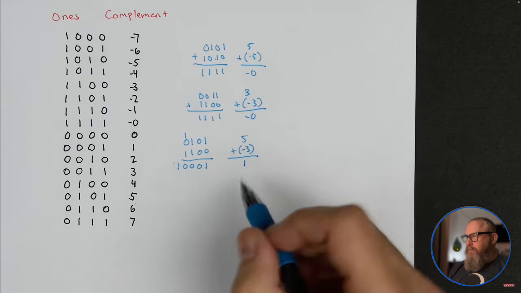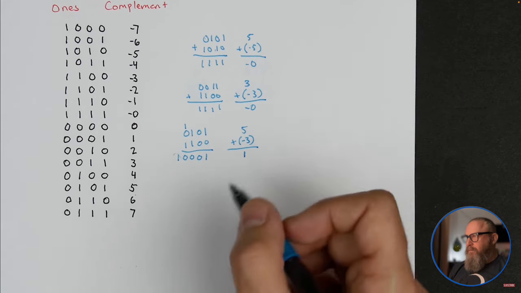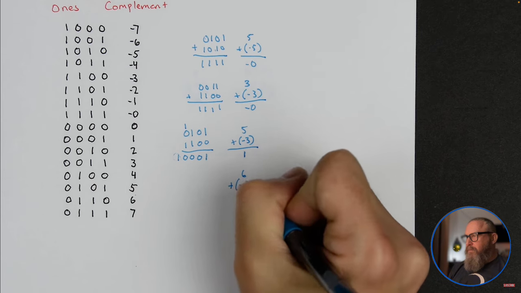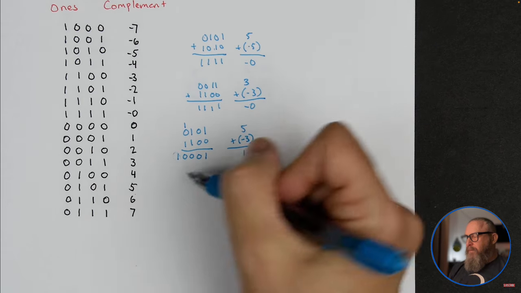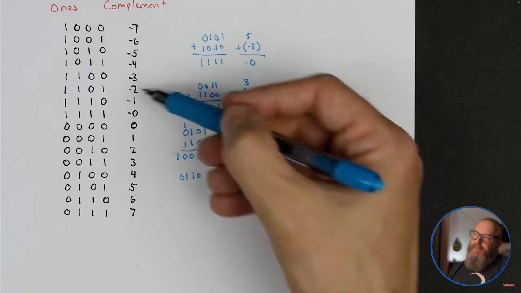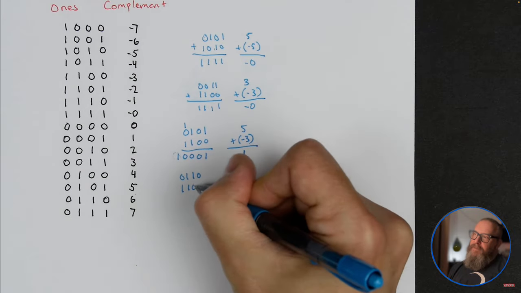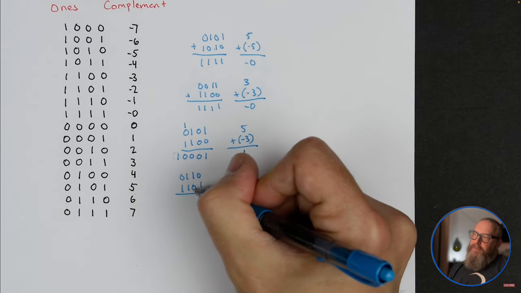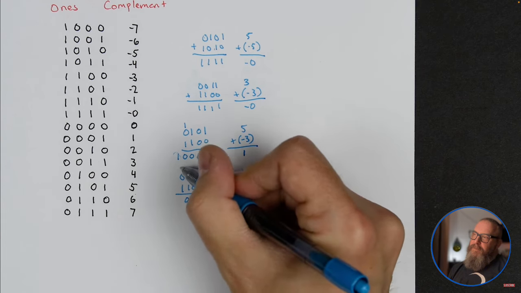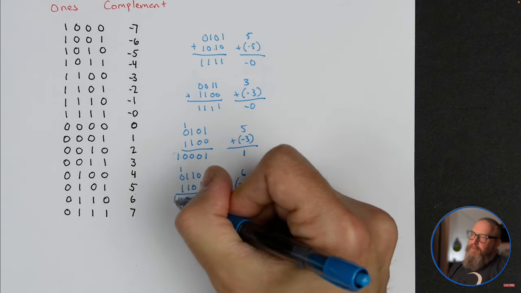That's close. It should be 2, but you know, let's see what happens if we do, let's say, 6 minus 2, or 6 plus negative 2. So 6 is 0, 1, 1, 0. Negative 2 is 1, 1, 0, 1. 0 plus 1 is 1, 1 plus 0 is 1, 1 plus 1 is 2, put a 0 and carry the 1, 1 plus 1 is 2, put a 0 and carry the 1.